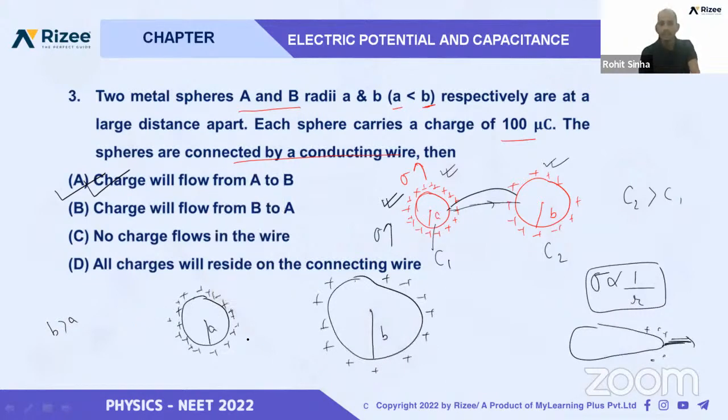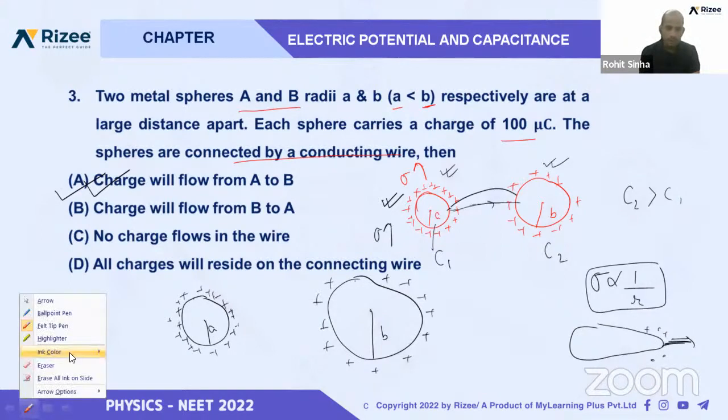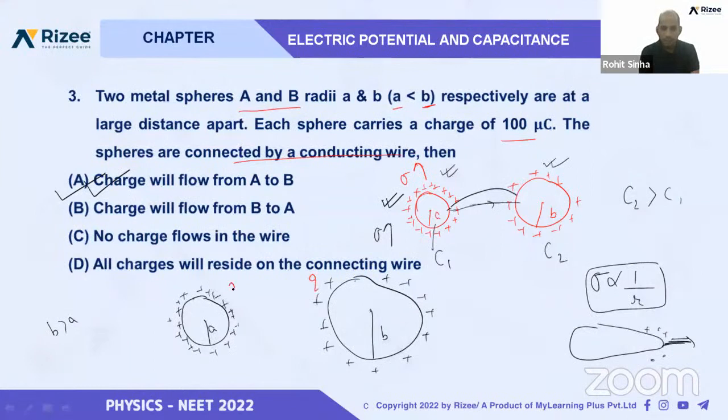Secondly, by formula also you can tell. Let us suppose they are having the same charges, Q and Q, as given in the question. We know that there are capacitances C1 and C2, and C2 will be greater than C1 because we have studied that C is equal to 4 pi epsilon naught R. If R is more, C will be more. So C2 is greater than C1, and we know that Q is equal to CV, which means V is equal to Q by C.